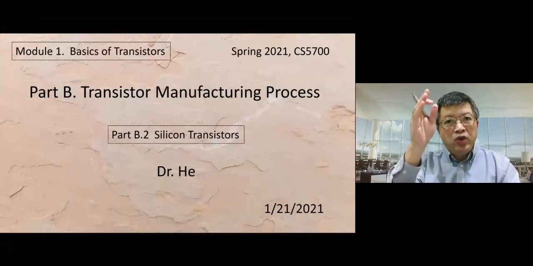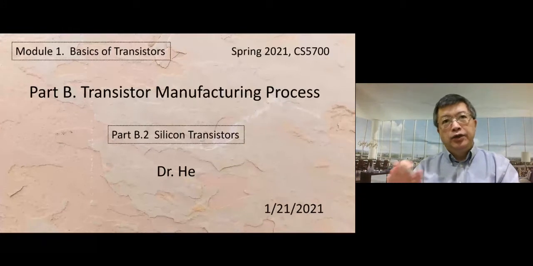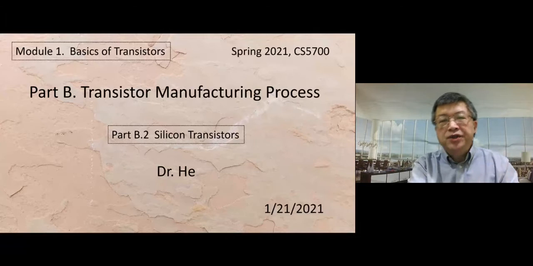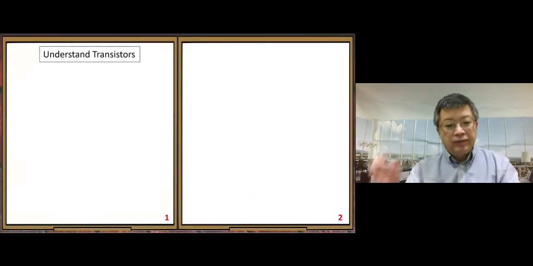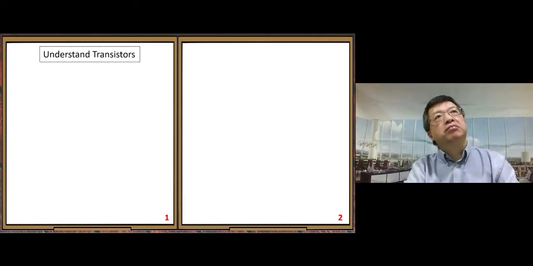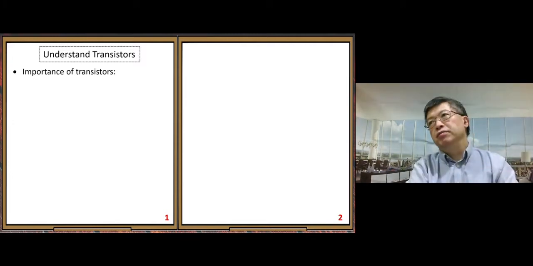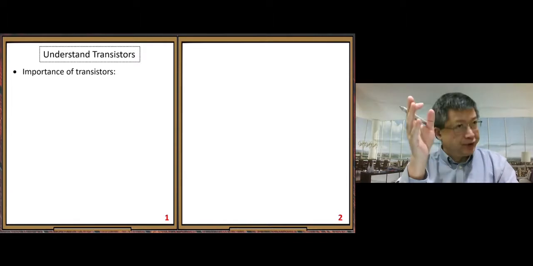B.2, silicon transistors. So we need to understand more basics of transistors. First, let's look at some important things about transistors. First, the importance of transistors. Why are transistors so important? We want to know the role of transistors.